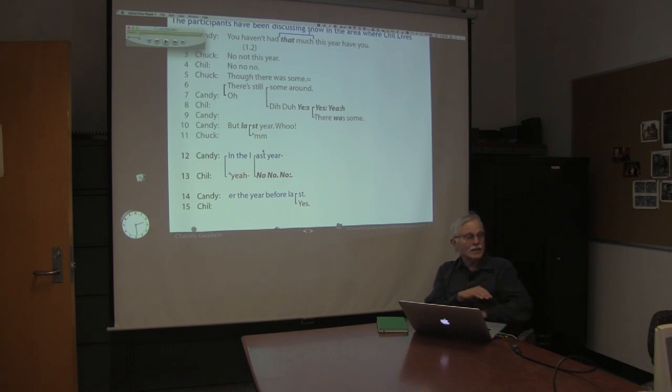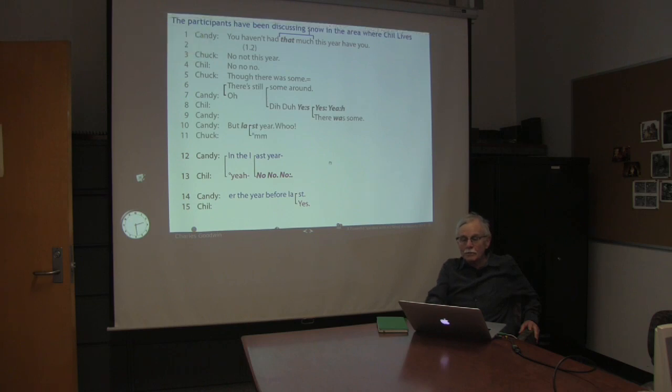By looking at the objection, Candy doesn't have to figure what no, no, no means in isolation. But she can inspect her own talk, see what might have been wrong with it, and provide an alternative version that he can either accept or reject. And we'll look at that a little bit more.